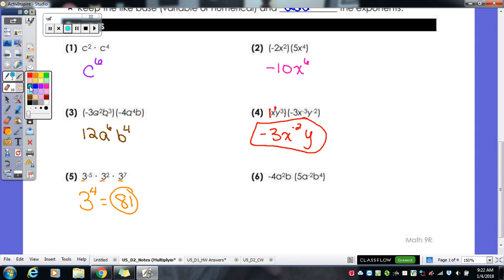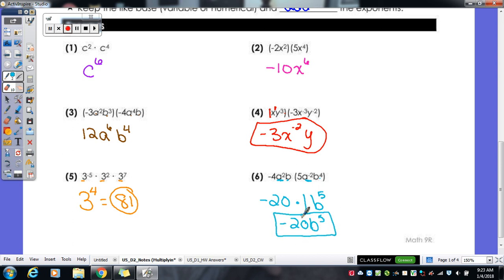And then our last one up here on the front, negative 4 times 5, negative 20. A squared times a to the negative 2. You get a to the 0, so that would be a 1, so it's really like it's 20 times 1. And then b to the 1st times b to the 4th would be b to the 5th. So negative 20 times 1 is just negative 20 b to the 5th. So whenever that happens and you get an exponent of 0, it's just basically like that letter cancels out. You don't have to keep putting the times 1 there. So negative 20 b to the 5th.